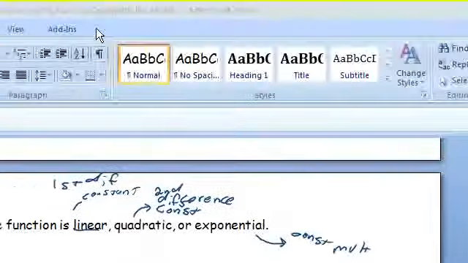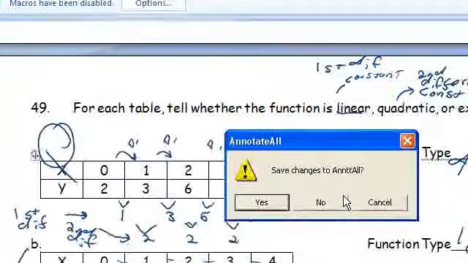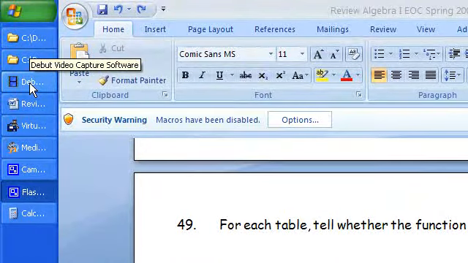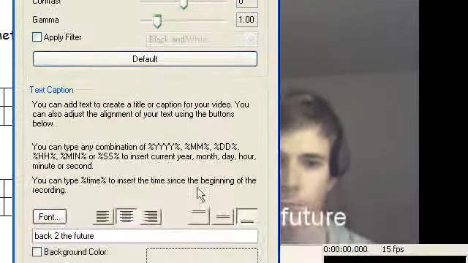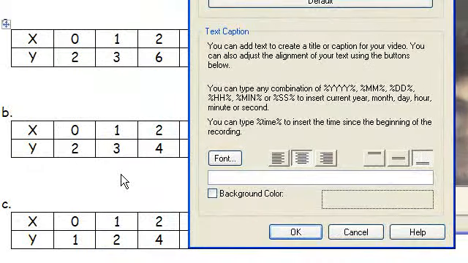All right. Oh, man. We can take that off there. No more Back to the Future.